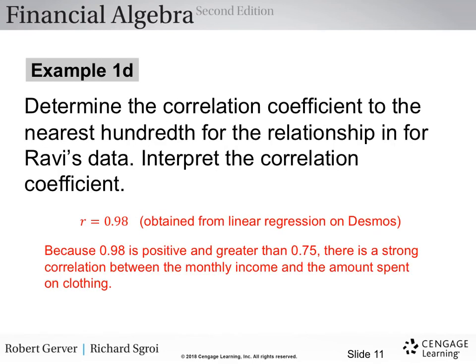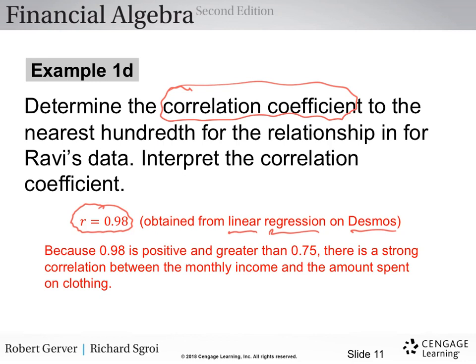All right, now, again, using the same data, we want to determine the correlation coefficient to the nearest hundredth for the relationship in Ravi's data, and then we want to interpret that. Well, as part of doing the linear regression analysis on Desmos, it tells you what r is equal to when it comes up with the best fit line. And it tells us that r is equal to 0.98. As I said, this is obtained from the linear regression on Desmos. Again, if you look at that video, it'll explain exactly how you come up with this value.